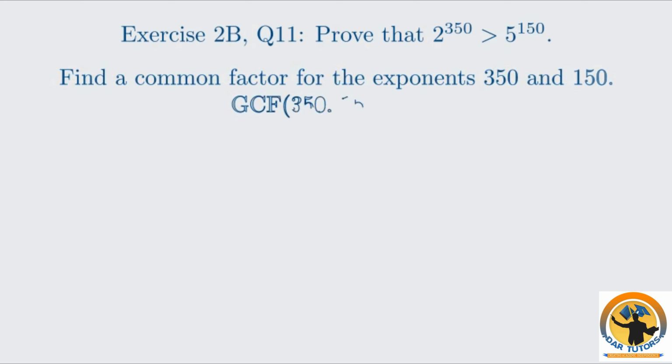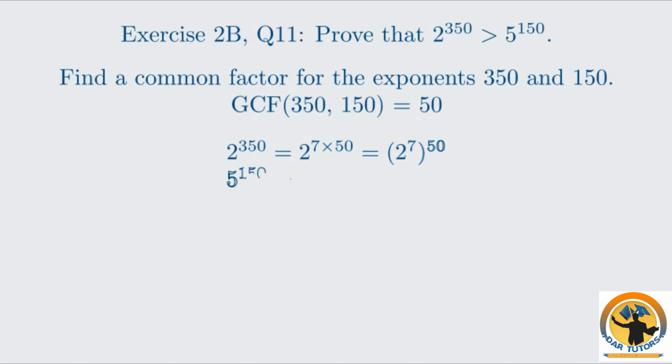So, we can rewrite both expressions with an exponent of 50. Using the rule of exponents that says a to the power of m times n is equal to a to the power of m, all to the power of n, we can rewrite 2 to the 350 as 2 to the power of 7, all to the power of 50. Similarly, we can rewrite 5 to the 150 as 5 to the power of 3, all to the power of 50. Now, we can compare the bases.